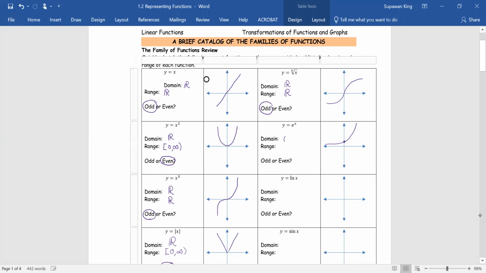The domain is the set of all real numbers, or you can write in this notation. The range would be positive y values, not including 0. Neither odd nor even.